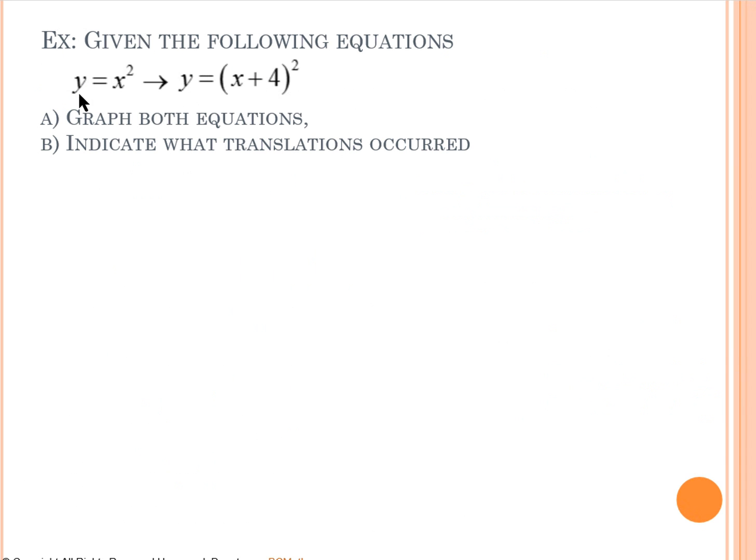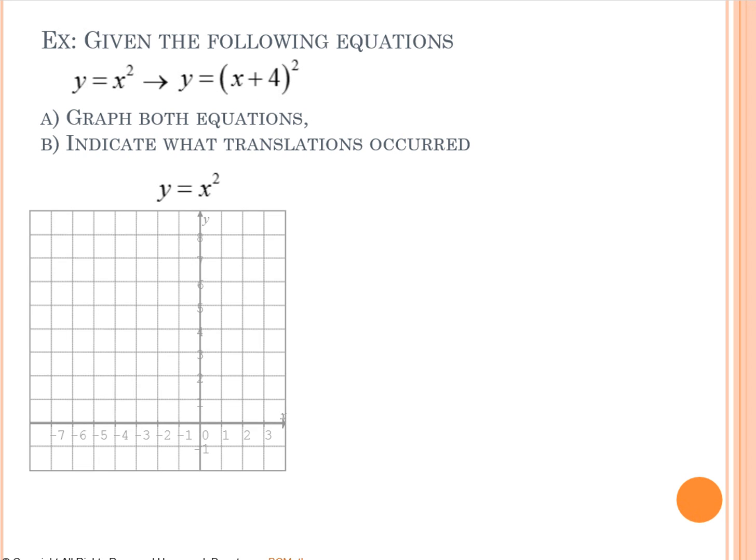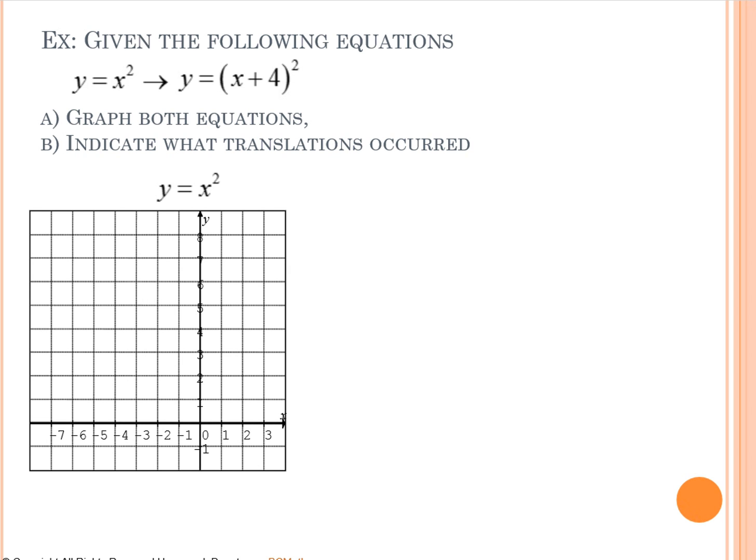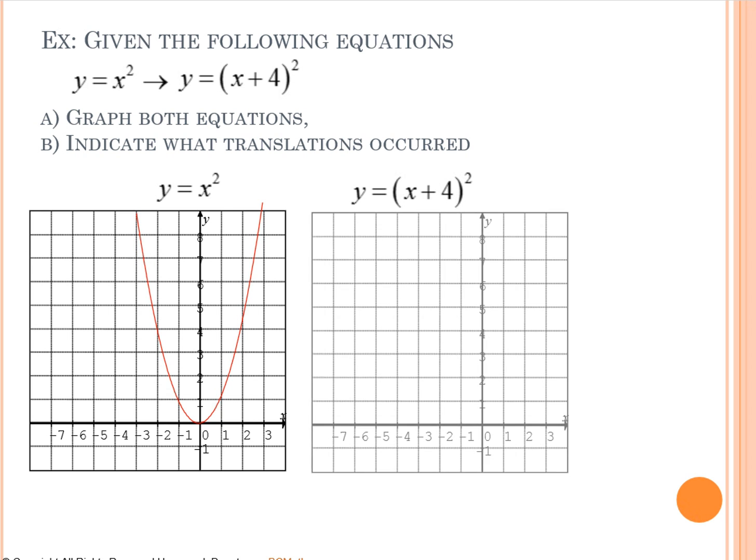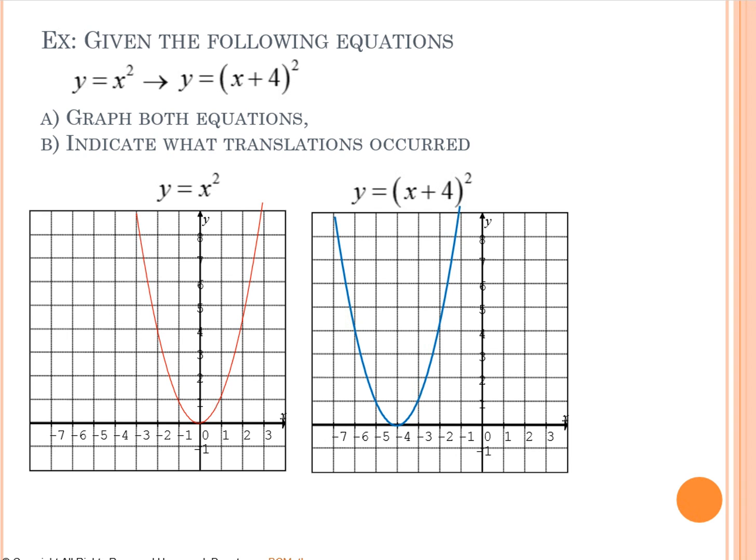Given the following equations, y equals x squared and y equals (x plus 4) squared, I want to graph both equations and indicate what translations occurred. All right, so let's take a look at the graph y equals x squared. And this is the same graph from the previous example, so this is your basic parabola opening up. And let's take a look at y equals (x plus 4) squared. All right, so when you graph that, it's going to look something like that in blue.